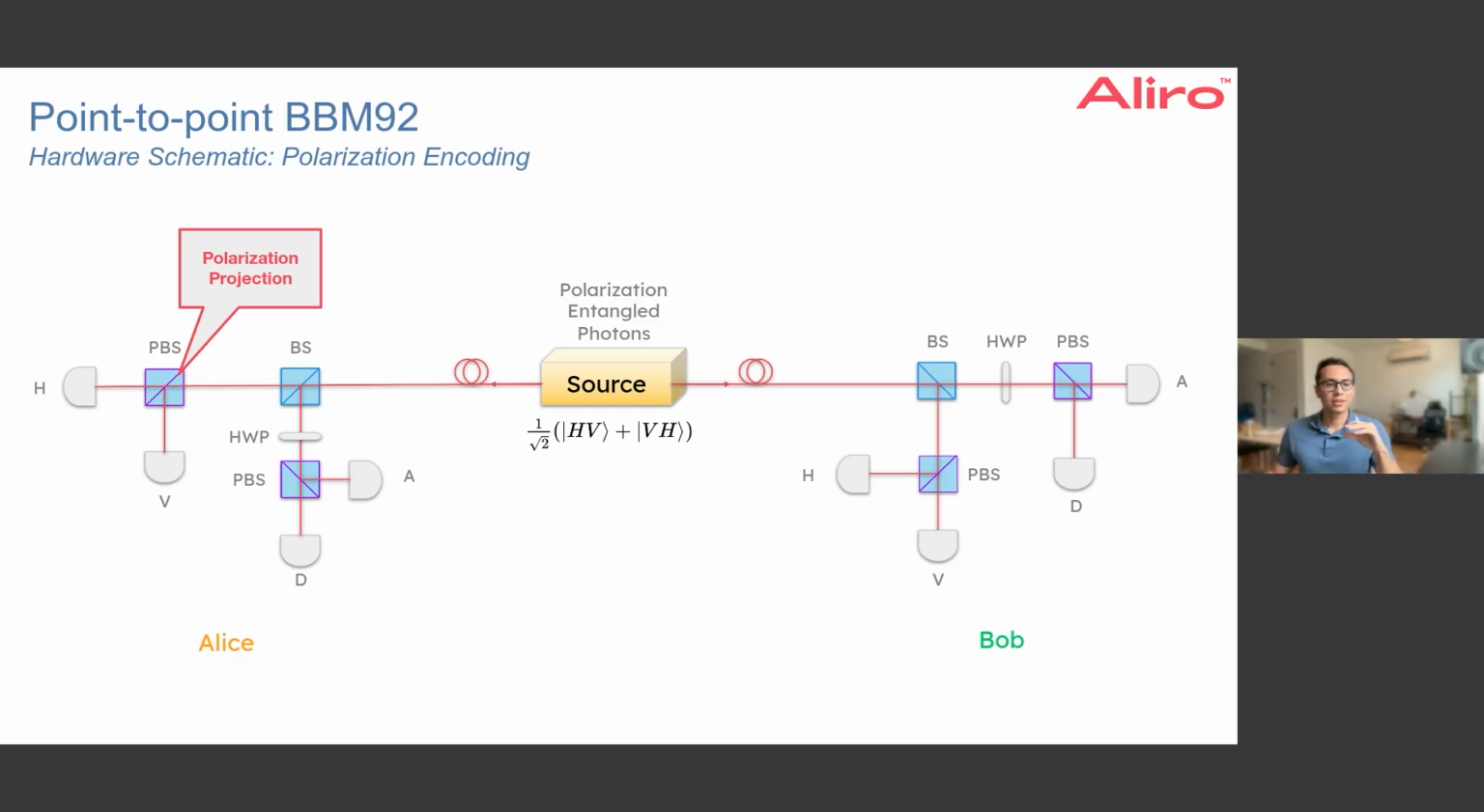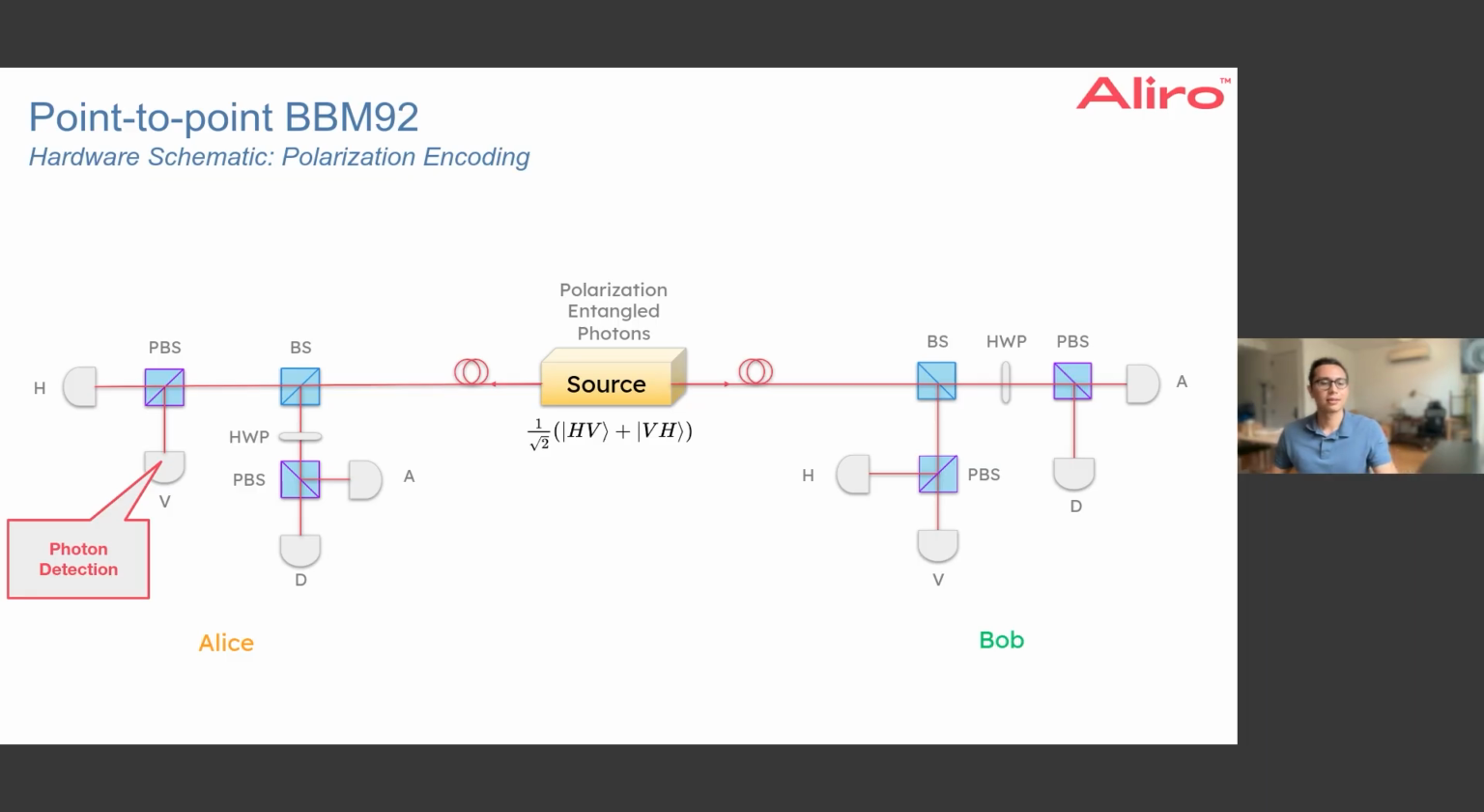So if it does hit the H detector, we know the photon was horizontally polarized. If it hits the V detector here, that's highlighted, then we consider the photon was measured in the V state, in the vertical polarization. And we do the same for the other basis, right? Diagonal and anti-diagonal, A and D. So those are what the components do at the physical layer.